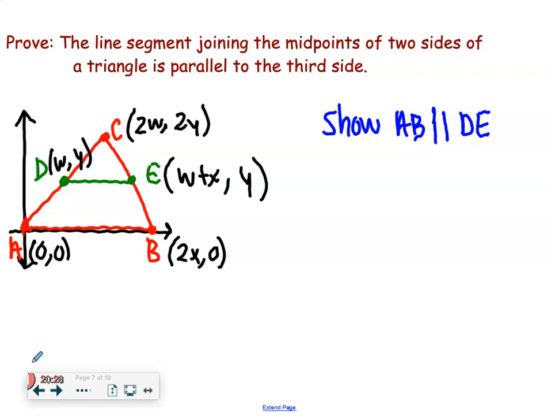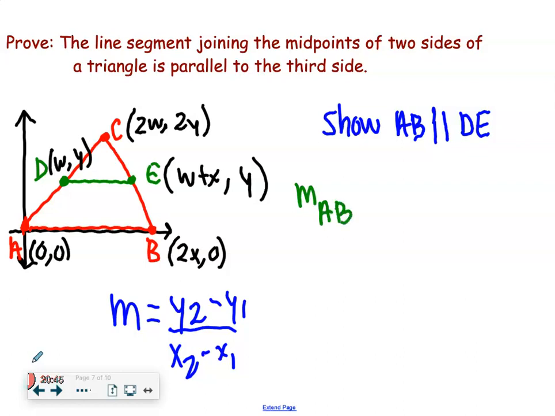Okay, let's start with AB. What's our slope formula? Y2 minus Y1 over X2 minus X1. What's 0 minus 0? Zero. And then 2x minus 0 is 2x. 0 divided by anything is what? 0.